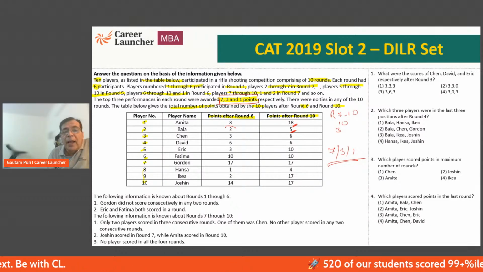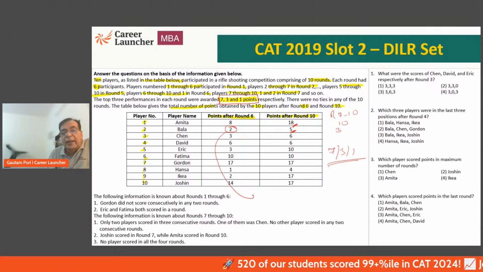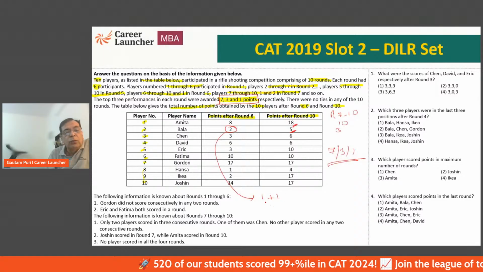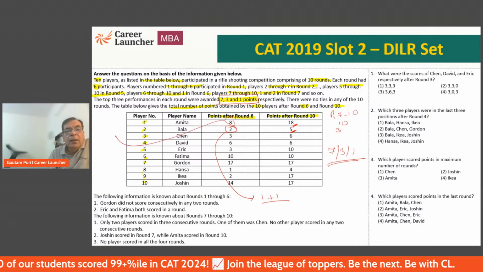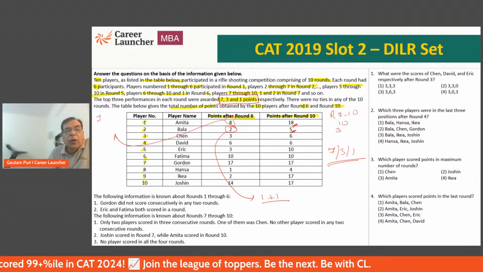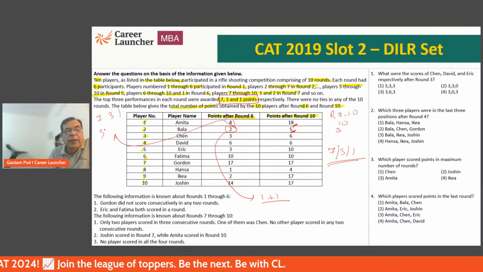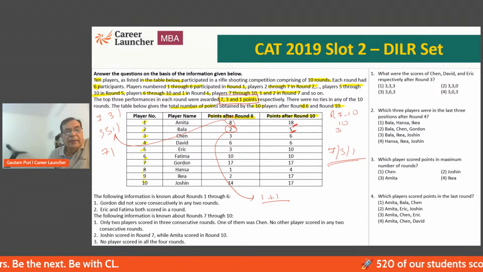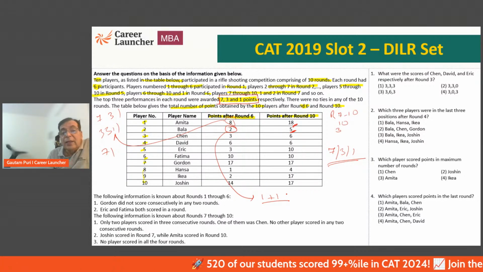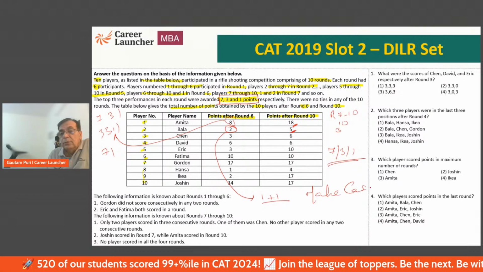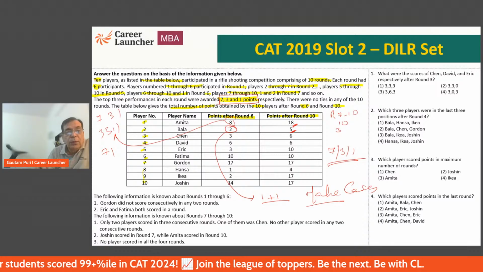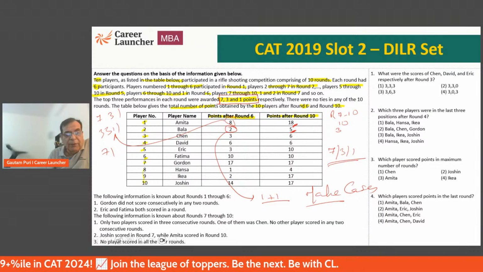For example, Bala has scored 2 points in first 6 rounds. This can happen only if Bala has got 1 point in 2 rounds. What about Amita? The only points possible are 7, 3, and 1. So it could be 3, 3, 1, 1. It could be 7, 1. And similarly other combinations. So this data set is telling you you'll have to make cases. Make cases and then be able to fill up the table. That is what it's telling me first of all.